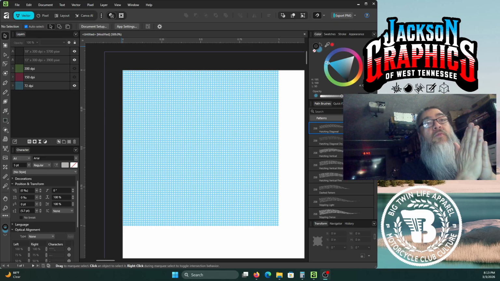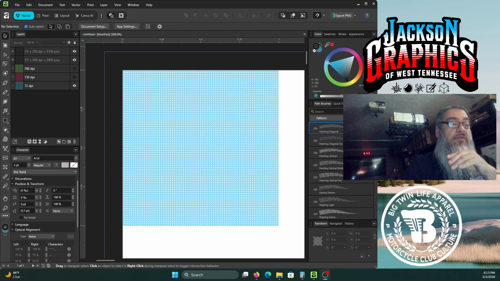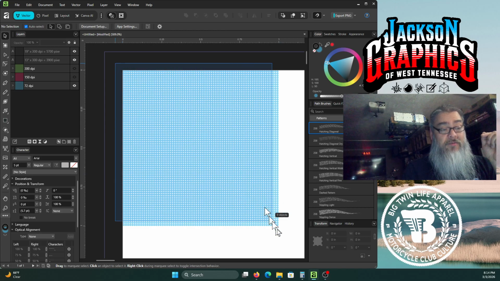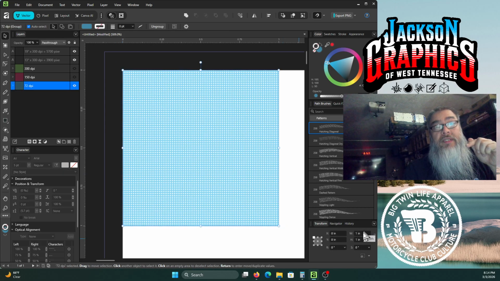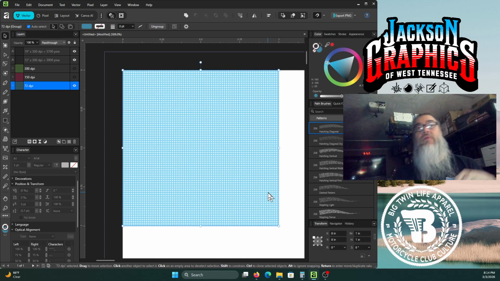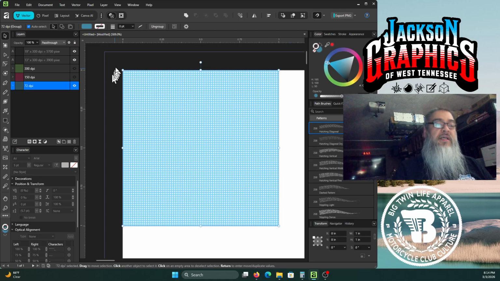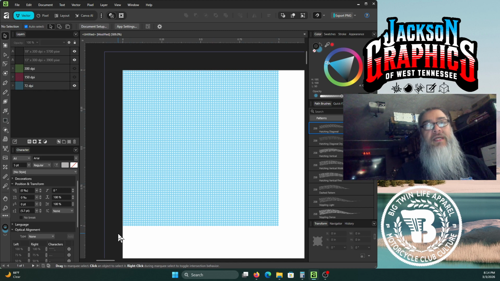But anyway, what I've got shown on the screen right now is a square that has 72 dots going across and 72 dots going down in a grid. So this represents a 72 DPI image. And I say it's 72 DPI because this big block of squares is actually 1 inch by 1 inch. So in a 1 inch square, I have 72 pixels across and 72 pixels up and down. That makes my 72 DPI image.